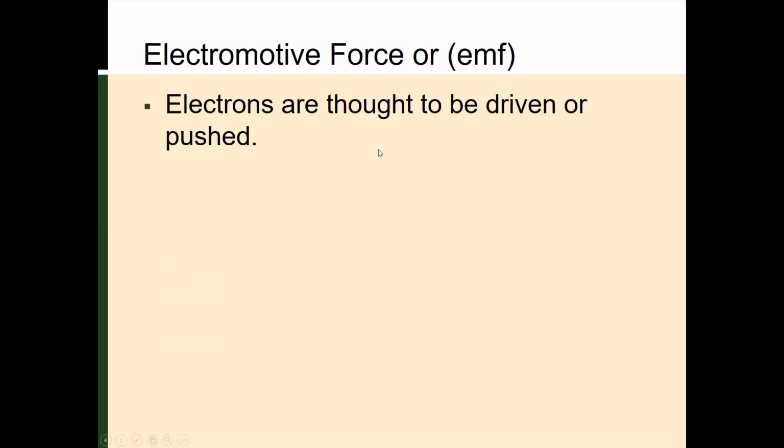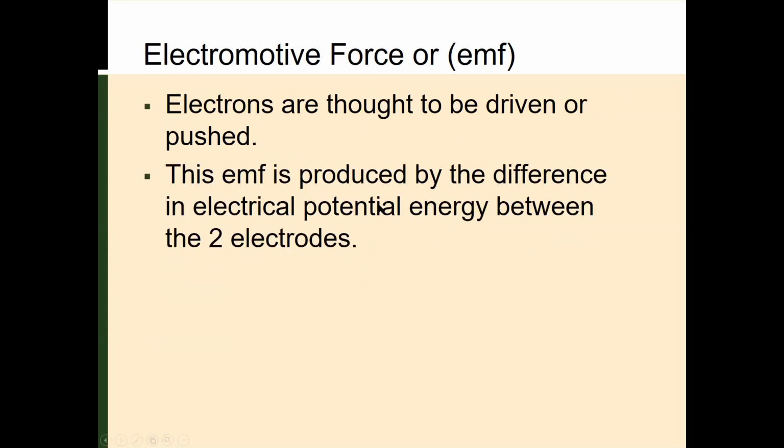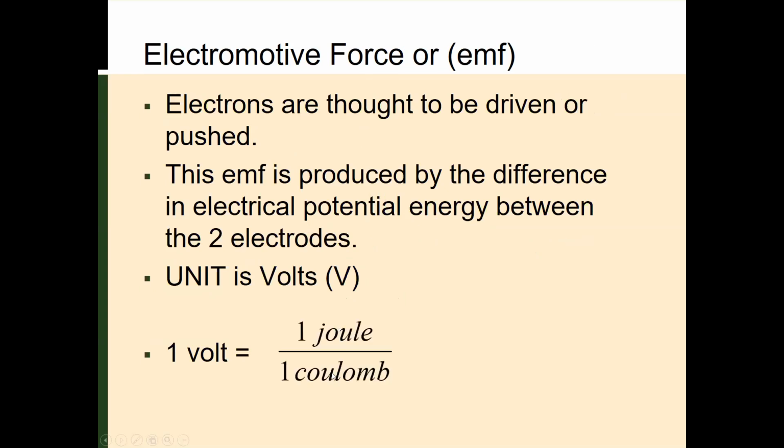Okay, so electromotive force that I was talking about is EMF. Electrons are thought to be driven or pushed, kind of like water is pushed by gravity. Okay, this force is produced by the difference in electrical potential between two electrodes. Okay, the unit is volts, and 1 volt is equal to 1 joule per coulomb. This will be important later on. Okay, the EMF can also tell us something about the work that cell can produce. However, we're not going to go into that calculation right now.